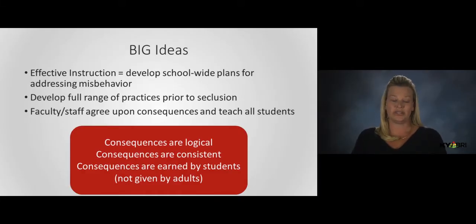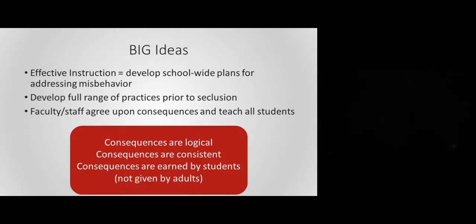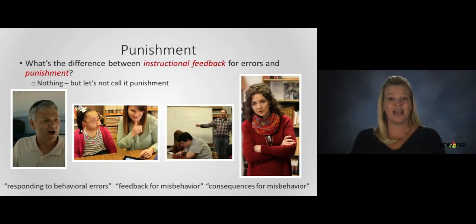Which brings us to our last point. Feedback for misbehavior needs to be logically tied to behavior, be applied in a consistent manner, and taught so that students understand that a consequence is something they earned through the behavior they present, not something adults give to them. In reality, anything we do after a behavior that is meant to make that behavior occur less frequently is a type of punishment. But people tend to think of punishment only as a mean and brutal consequence. So it's best to use terms such as responding to behavioral errors, feedback for negative behavior, or consequences for misbehavior.